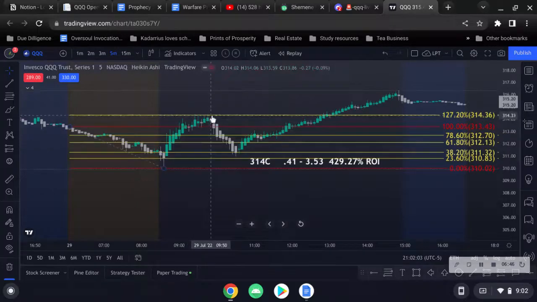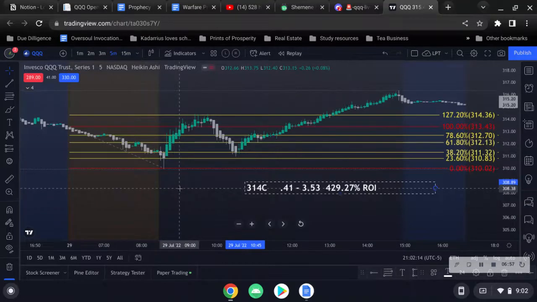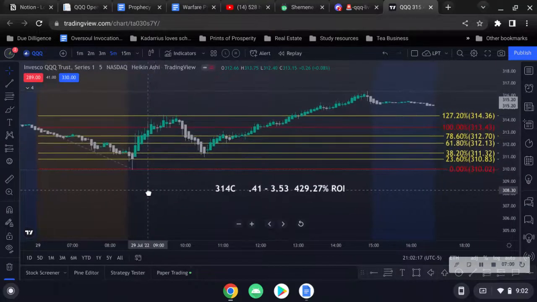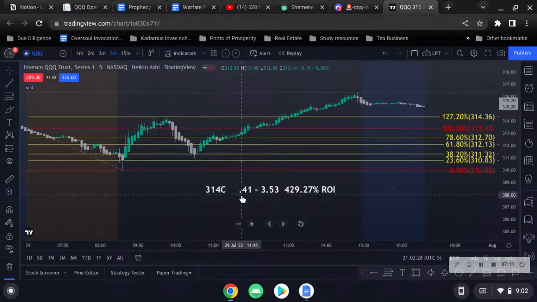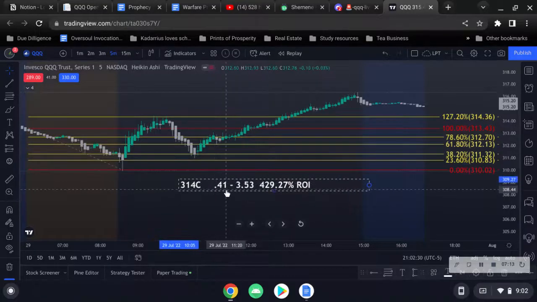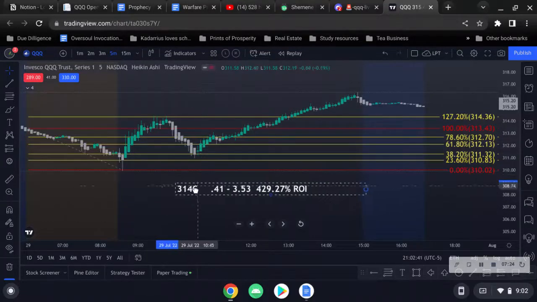Once again, it pulled back because it made it to resistance. It could not get above this pre-market level. That's why the pre-market levels and pre-market pivot points are very useful when it comes to trading. At this point, on the pullback to the 382 level, you could have gotten in the 314 calls. They were 41 cents, and they ended the day at 353 for a 429% return.